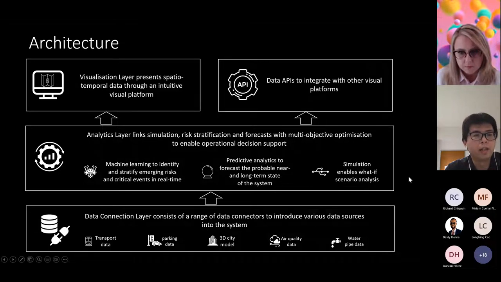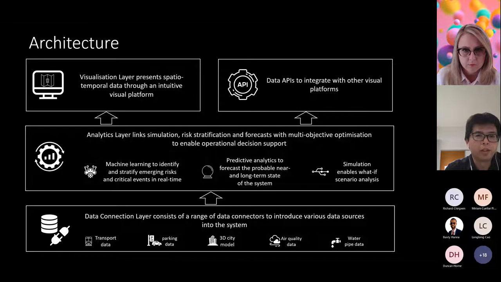On top of the analysis layer, the visualization layer is the interface to enable interaction with the system. This layer presents the spatial and temporal data and also the insights to the users. The last one is the data API layer, which exposes the data and insights generated by the system so that other systems can be easily integrated with our system. So that's the architecture of our system.